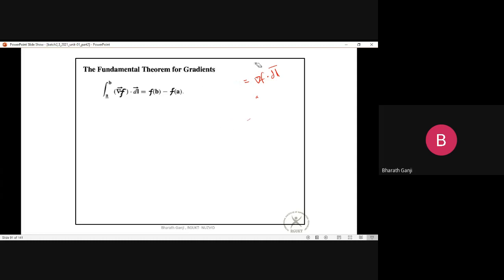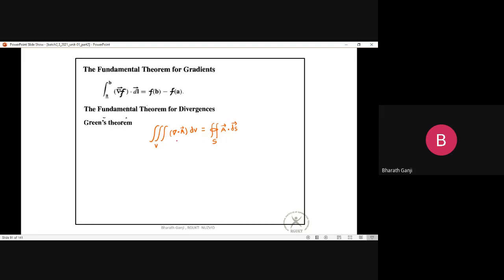And we have this called the fundamental theorem of gradients, and we also have the fundamental theorem of divergence, sometimes also called Green's theorem. That is, the volume integration of the divergence is nothing but the surface integration of A bar dot dS bar. So if you choose a surface and calculate the flux going out of the surface, that total amount of flux going out of the surface should be equal to the total divergence at every point inside this volume. Okay, the divergence at every point in the volume enclosed by this surface should add up to the flux.